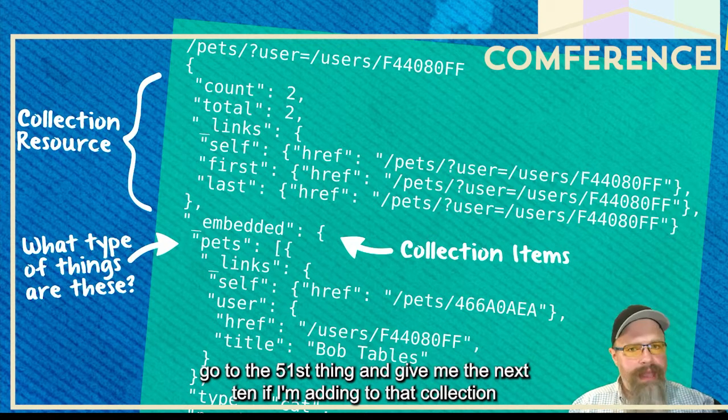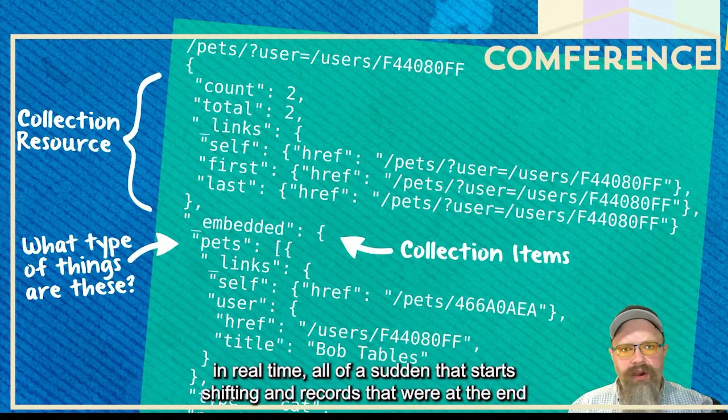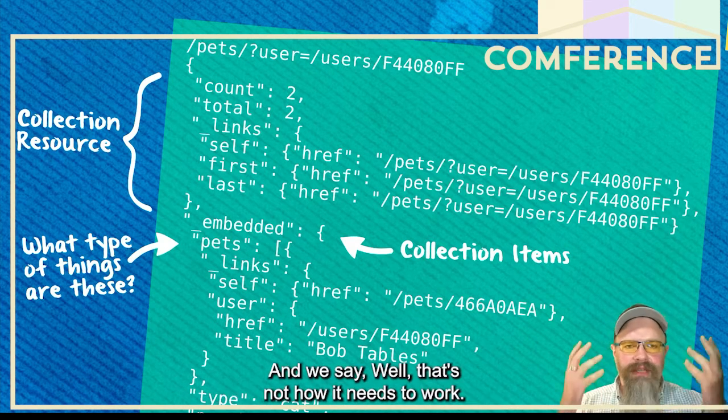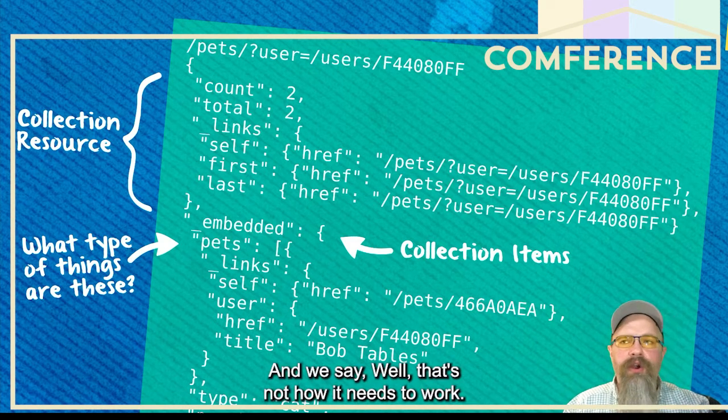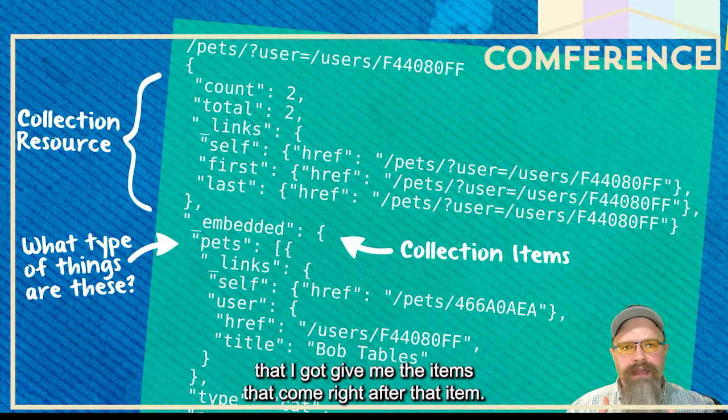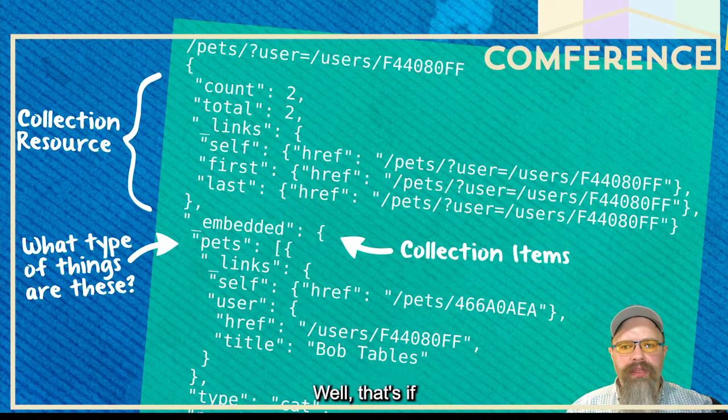Well, if I'm adding to that collection in real time, all of a sudden that starts shifting and records that were at the end of my last page are now at the top of my next page, and that's going to confuse my user. And we say, well, that's not how it needs to work. Really what we want to say is the last page that I got, give me the items that come right after that item.